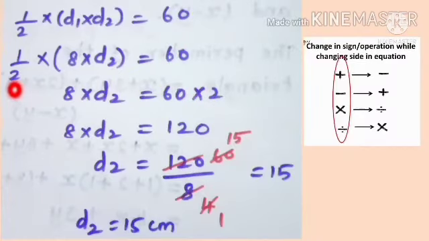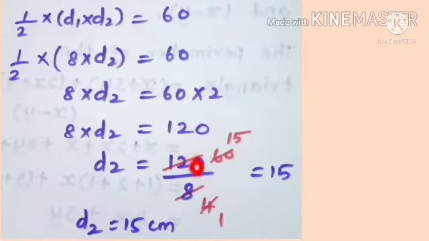In the next step, the 2 in the denominator goes to the numerator. That is, 1 by 2 becomes 2 when it crosses the equal to sign. So 8 into D2 is equal to 60 into 2. And 60 into 2 is 120. By multiplying 60 and 2, we get 120. So now 8 into D2 is equal to 120. Now 8, when it crosses the equal to sign, becomes 1 by 8. Multiplication becomes division. That is 120 divided by 8.